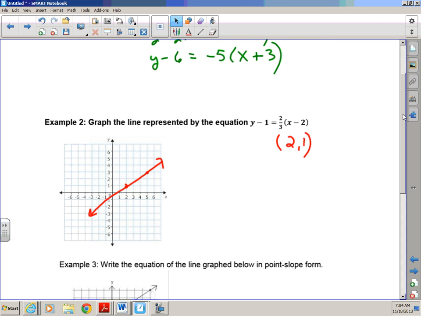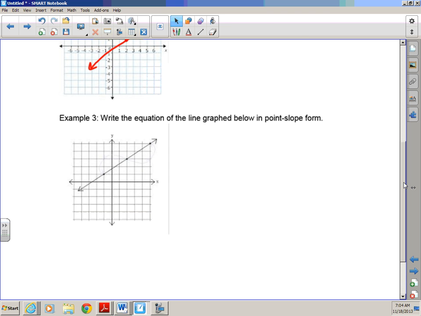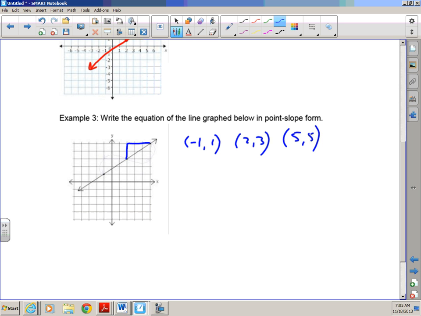Okay? Now we want to write the equation of the line graphed below in point-slope form. Well, I can use any of these 3 points. All right? I can use negative 1, 1. I can use 2, 3. And I can even use 5, 5. Doesn't matter. All right? But what I do know is that my slope is up 2 to the right 3. All right? So I'm going to use the first one here. Make this x1, y1. y minus 1 is equal to 2/3 parentheses x plus 1.